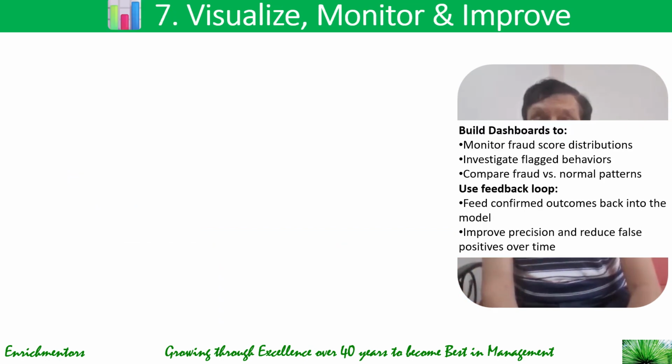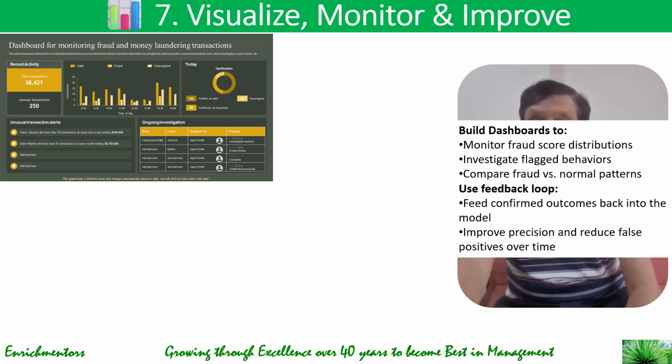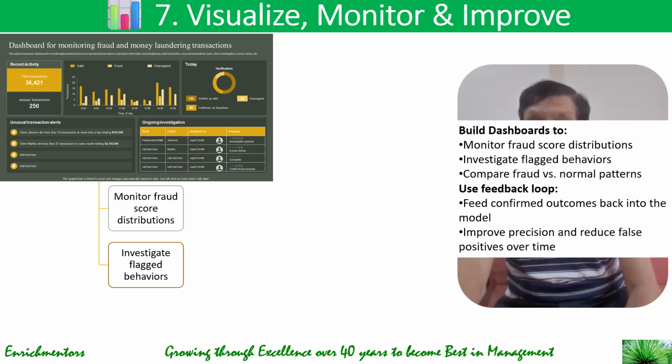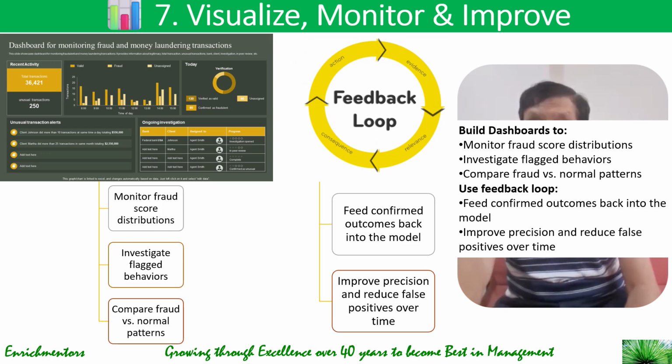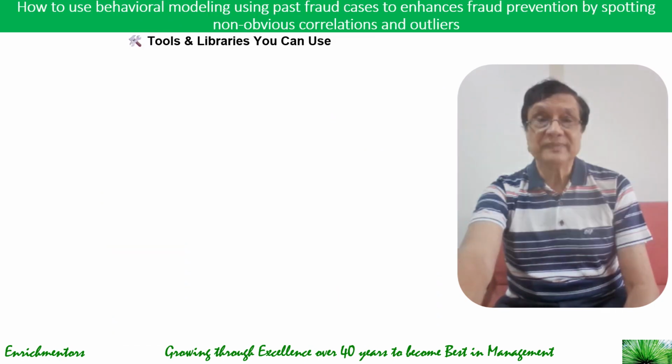Then you can also visualize, monitor, and improve. You need to build dashboards to monitor fraud score distributions, investigate flagged behaviors, and compare fraud versus normal patterns. And then you need to use feedback loops to feed confirmed outcomes back into the model, to improve precision and reduce false positives over a period of time. So that's how the visualization, monitoring, and improvement can happen.